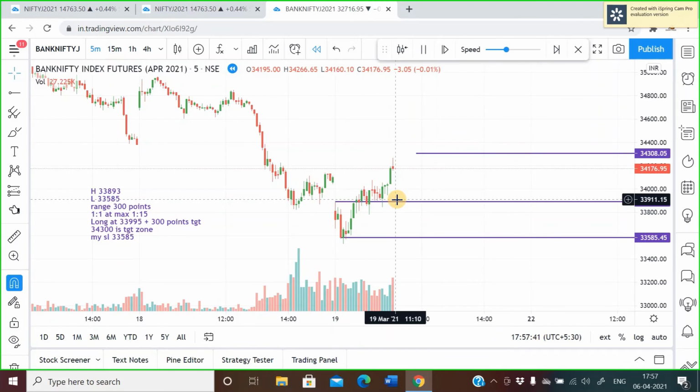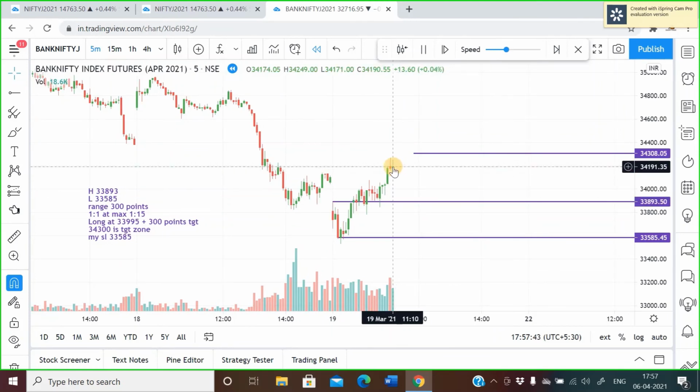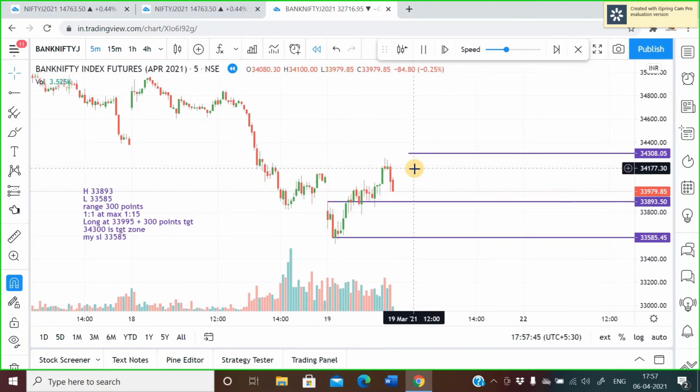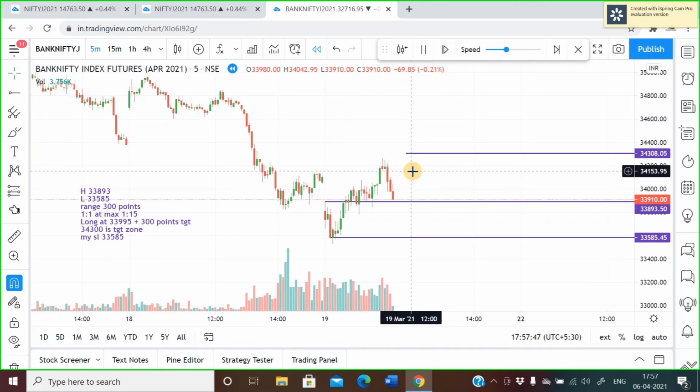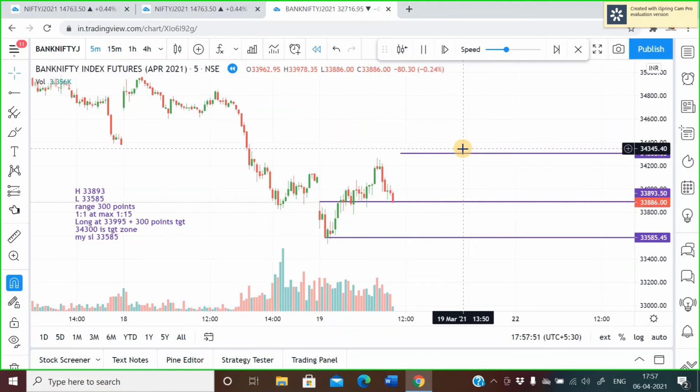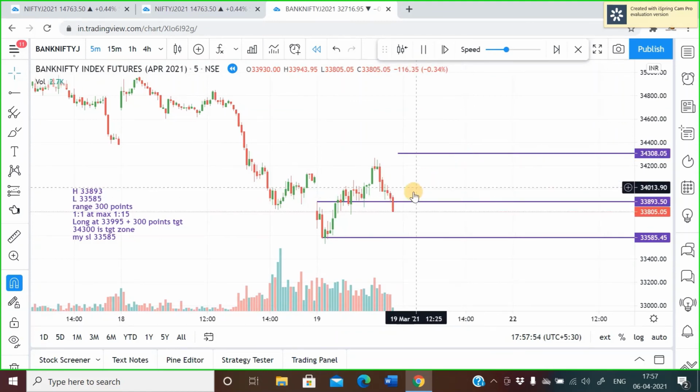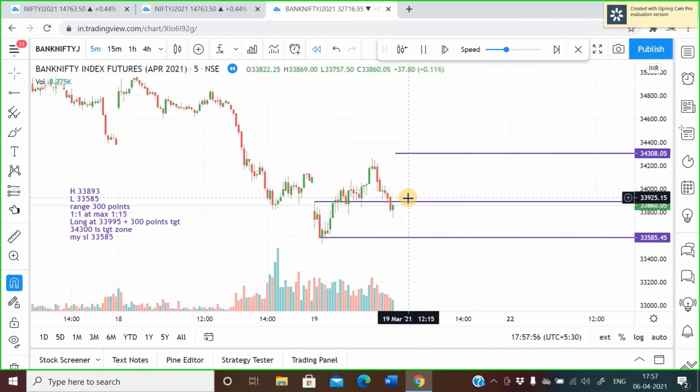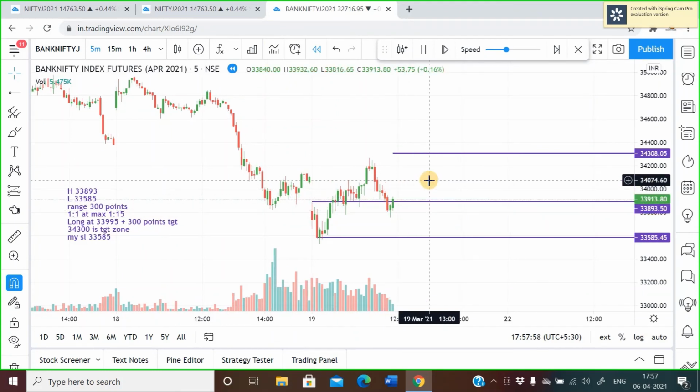I think almost we are done with the target. It's there almost again. So still in the range. Technically our target has not yet hit, so we'll still keep on waiting. Again, entry point here. Again, an entry point here. So we'll just keep on waiting.